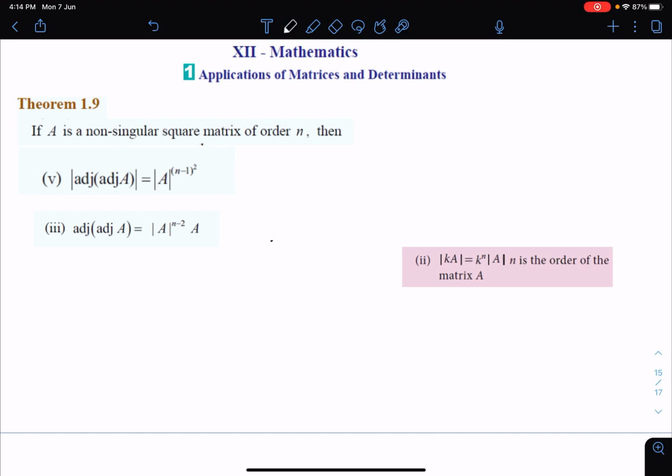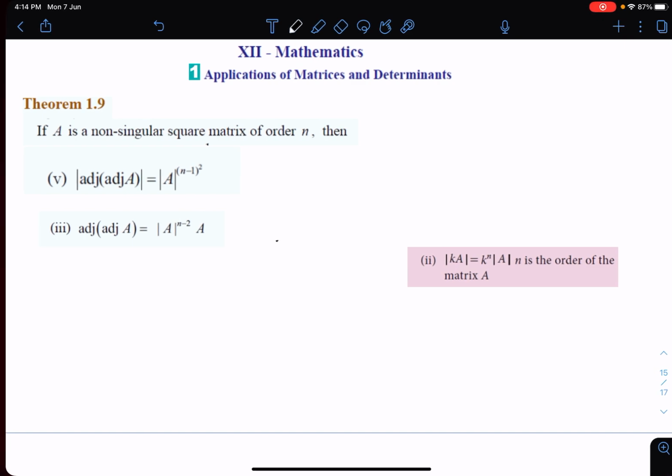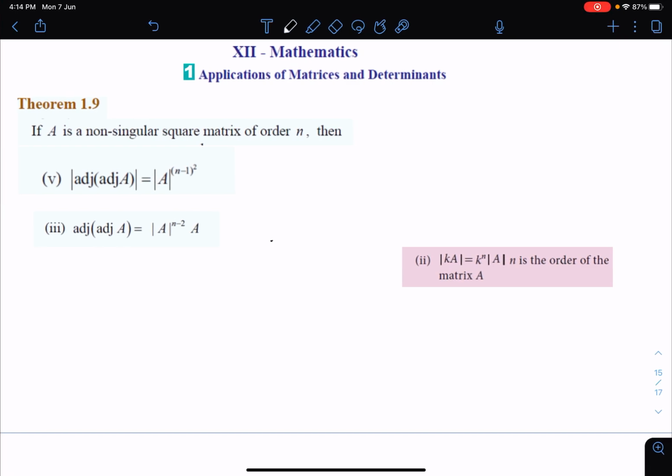Hello 12th standard students, welcome back to chapter 1, applications of matrices and determinants. Theorem 1.9, we are going to prove the fifth statement and the sixth statement. So what is the fifth statement? A is a non-singular square matrix of order n, then determinant of adjoint A equal to determinant A power n minus 1 the whole square.